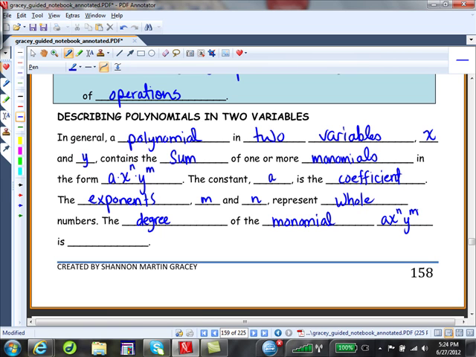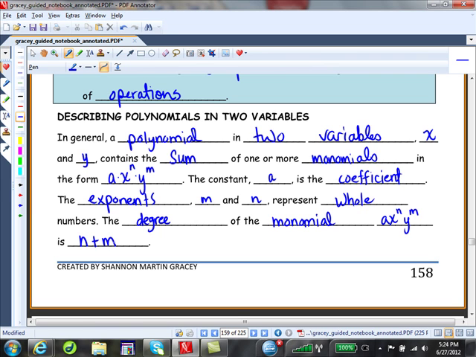So let's think about this. How many variable factors would x have? Well, x to the n means x multiplied to itself n times. So x has n variable factors. And similarly, y has m variable factors. So if you add those, you'll get the degree of the monomial as n plus m. Remember, degree means the number of variable factors.